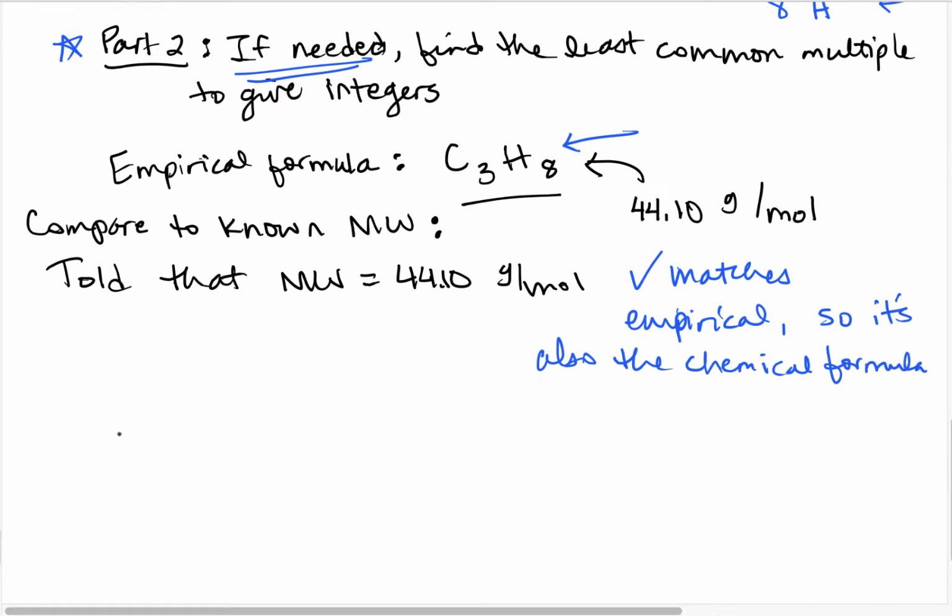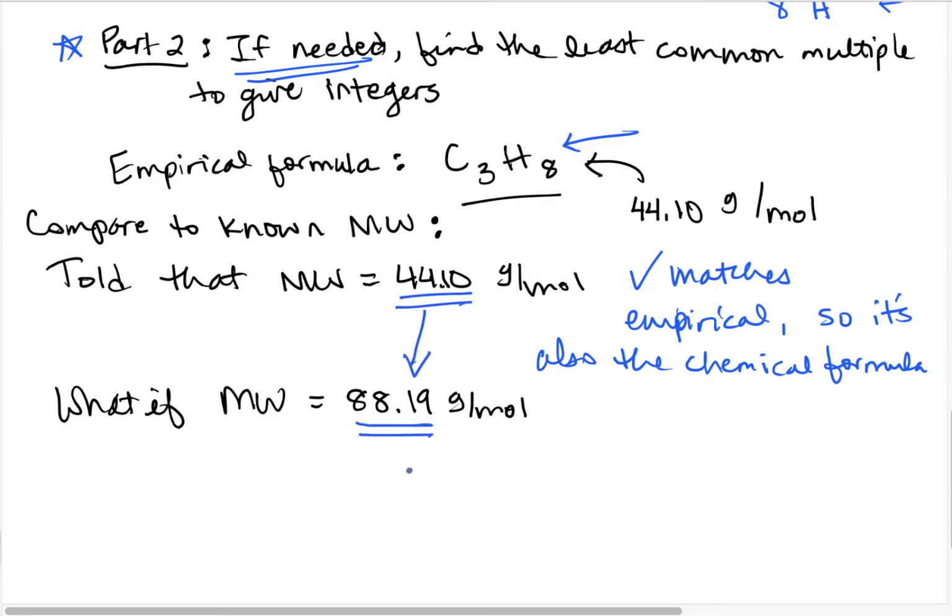So let's think about a hypothetical. What if the molecular weight was really 88.19 grams per mole, we were told. So hopefully you can see that this molecular weight goes into this molecular weight twice. So that would mean that our chemical formula for this one would be twice our C3H8, so it would be C6H16. You would multiply each of these coefficients by 2 because our molecular weight is twice as big.